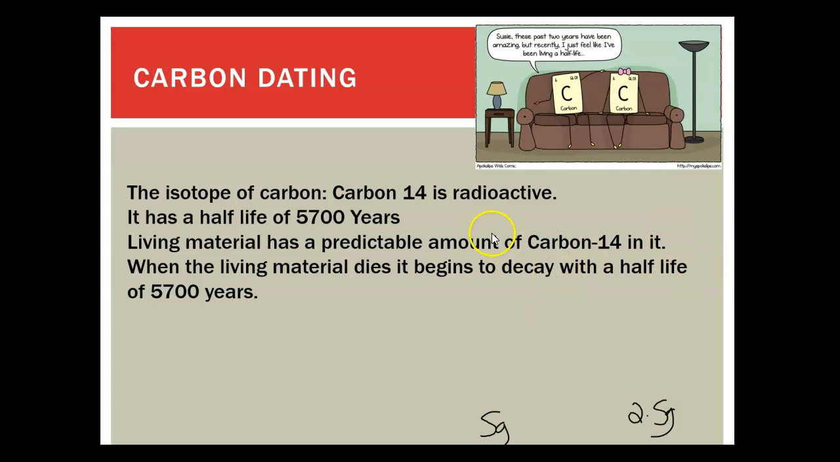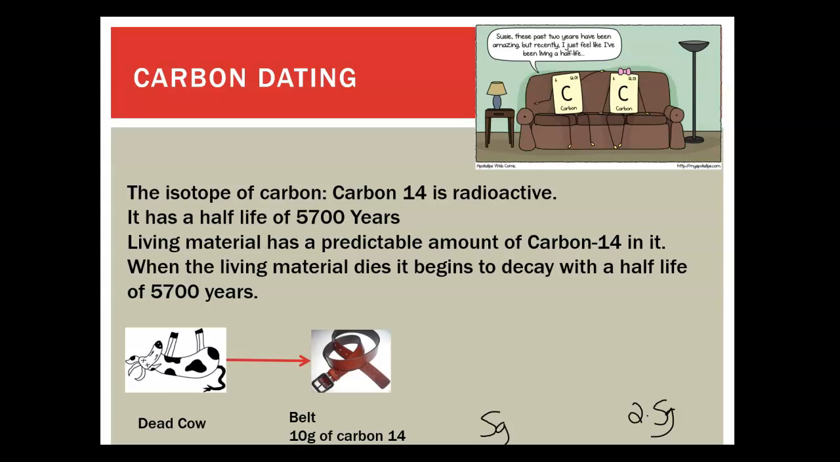So living material has a predictable amount of carbon-14 in it, as I've just talked about. And then when living material dies, it begins to decay with a half-life of 5,700 years. So let's say there's a dead cow, okay, and you go to make a belt, or you find a belt, okay, a leather belt. So let's say here's the cow, it's died, someone makes a leather belt out of it, and that leather belt contains 10 grams of carbon-14. It then starts to decay.